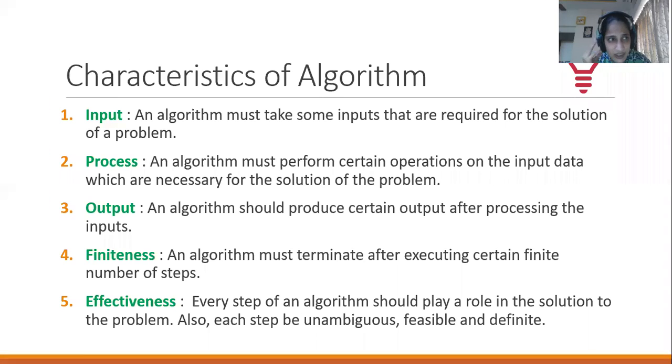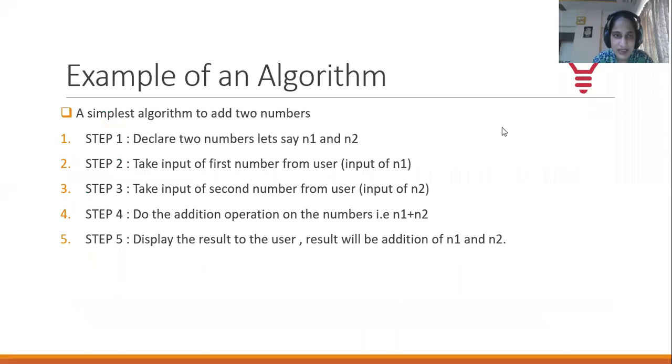When we say feasible, it means that a step which I have written in the algorithm, I should be able to code it. It should not happen that I have written something which cannot be coded or which cannot be executed. That should not be there. So that's what the characteristics of an algorithm are.